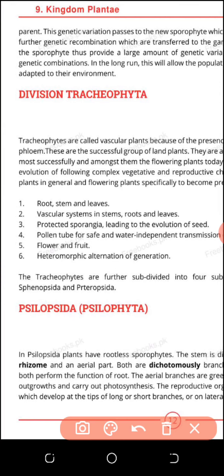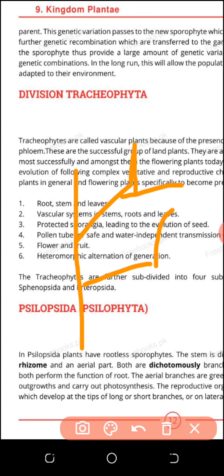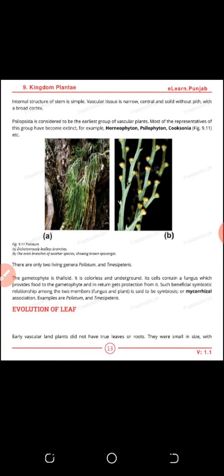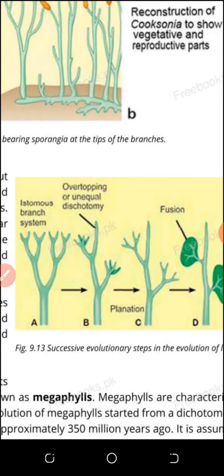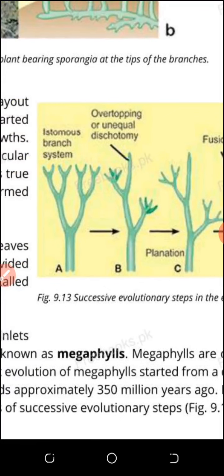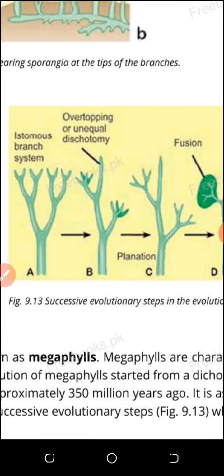Their stems are dichotomously branched, meaning that they branch in a bipedal manner. Look here, this is dichotomously branched, meaning that they have no leaf, still the stems divide into two branches, and these dichotomously branched stems will help in formation of the leaf, which I will tell you. Look here, this is the evolution of the leaf, how the evolution of the leaf takes place. Isotomous branch system, step by step I will tell you.